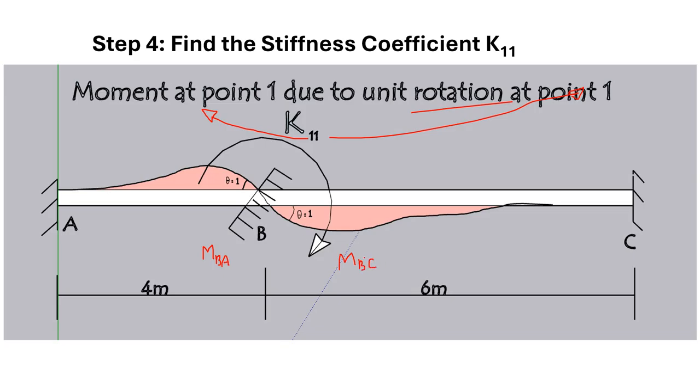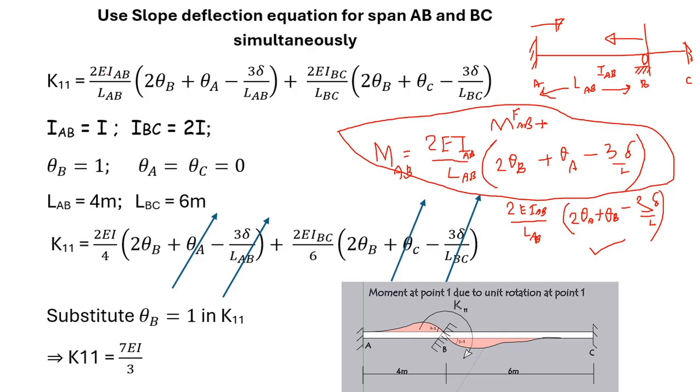Because of that you have two expressions here for the spans: 2EI_AB by L_AB, you multiply 2 times theta B and add 1 time theta A minus 3 delta by L_AB. Then you have 2EI_BC by L_BC into 2 theta B plus theta C minus 3 delta by L_BC. Here you can see that I_AB is I and I_BC is 2I. So you have to substitute 2I here, and I here. Then theta B is 1 as you already applied theta B equal to unity, and theta A and theta C are 0. So these things you substitute in K11.